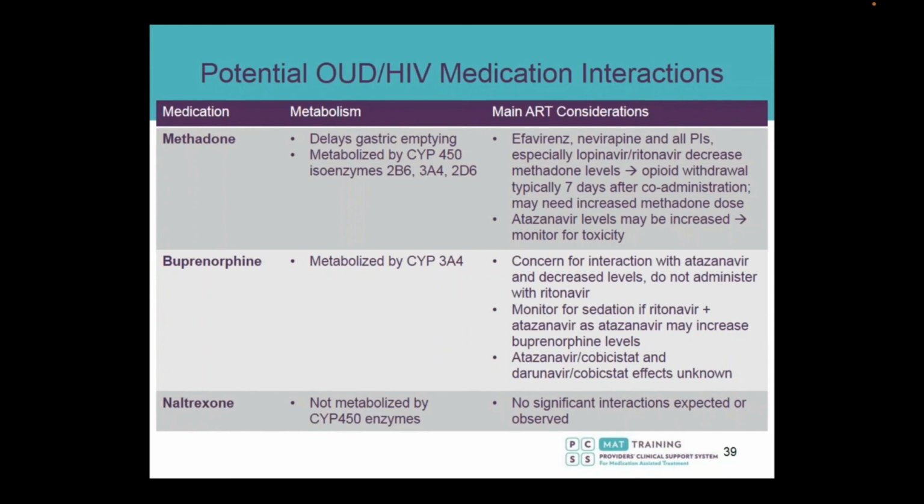Buprenorphine, which is metabolized by cytochrome P450 3A4, does have some concern for interaction with the protease inhibitor atazanavir, which may decrease levels. However, this is not known to be clinically significant. And naltrexone, which is not metabolized by the cytochrome system, shows no significant interactions expected or observed with antiretroviral treatment options.